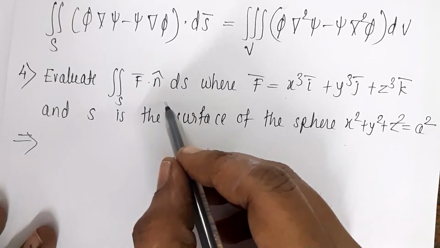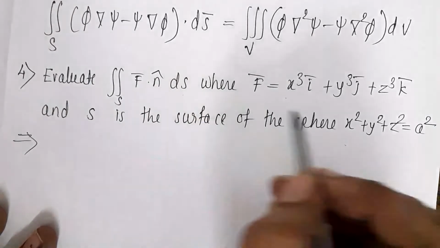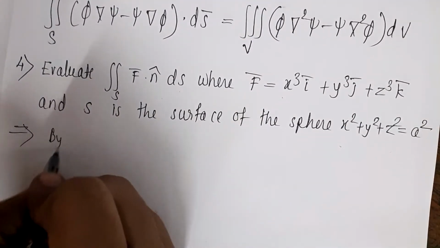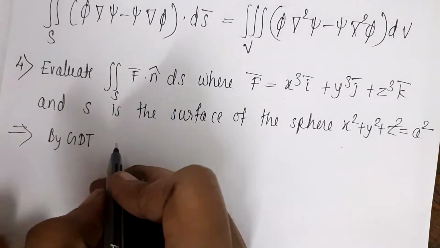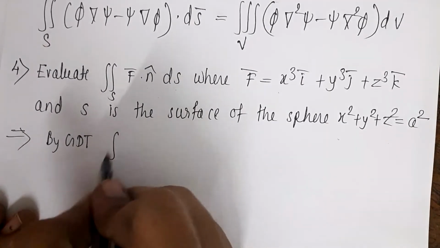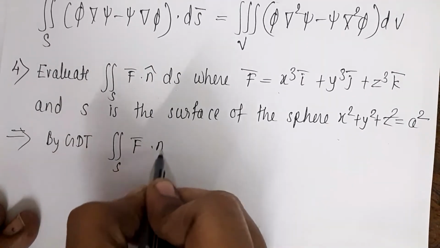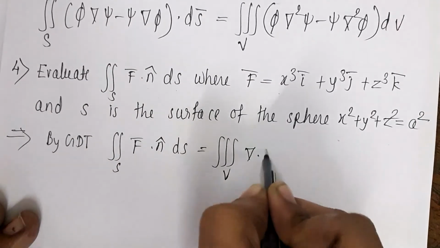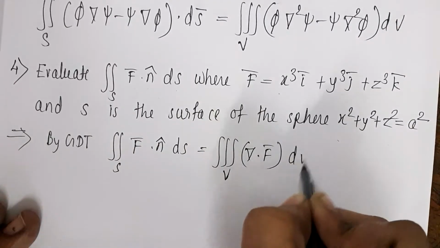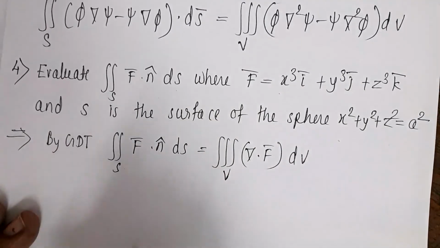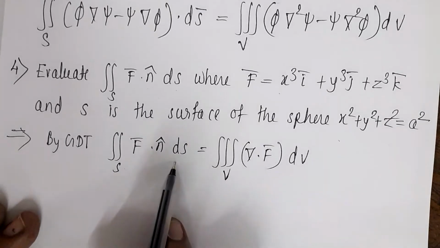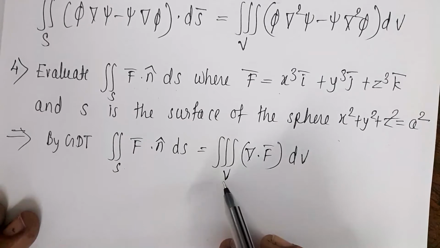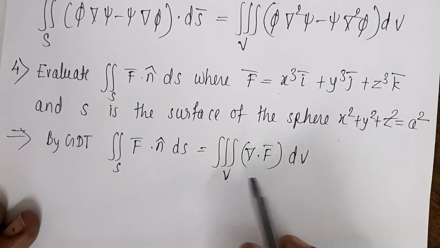Here we want to use Gauss divergence theorem, and we can evaluate it by using a triple integral. So by Gauss divergence theorem, double integral over S of F dot n cap dS is equal to triple integral over V of del dot F dV. We cannot find it by the left hand side, because S is a curved surface and it is difficult to find n cap. So to find it by using the right hand side, we require del dot F.